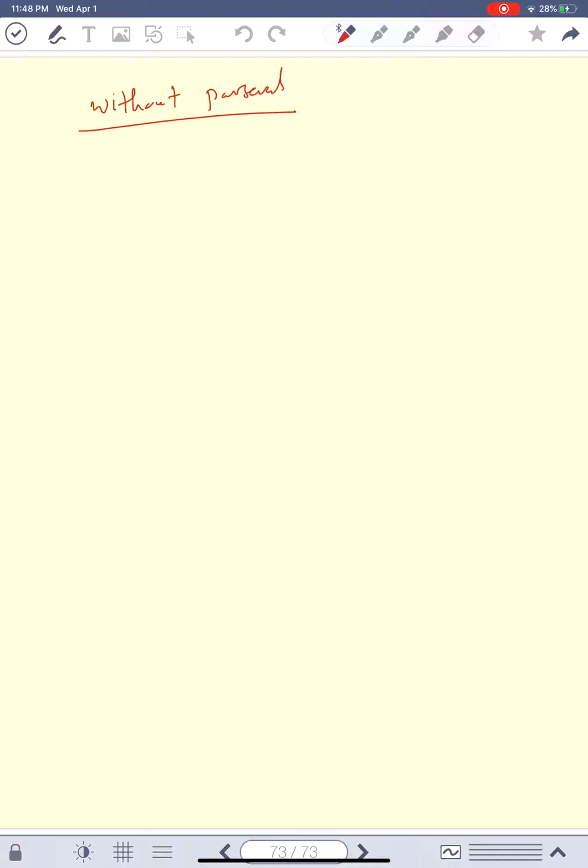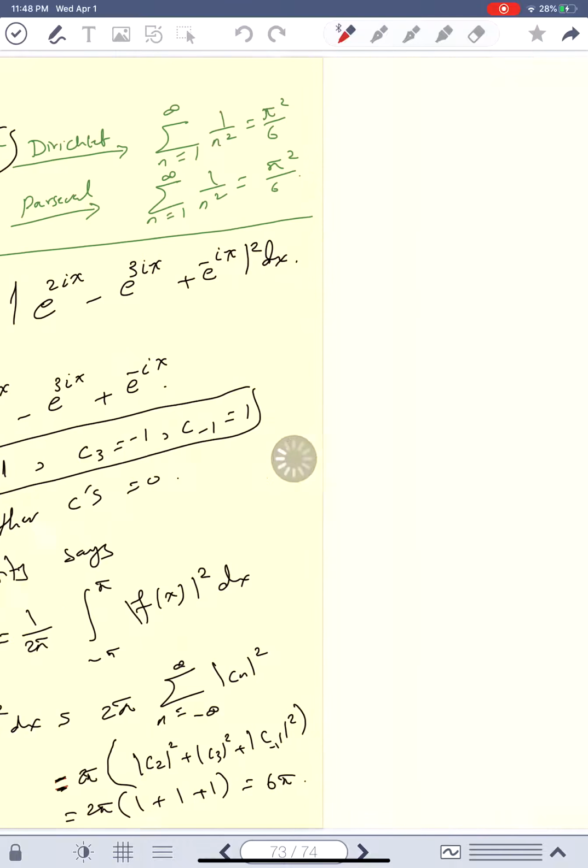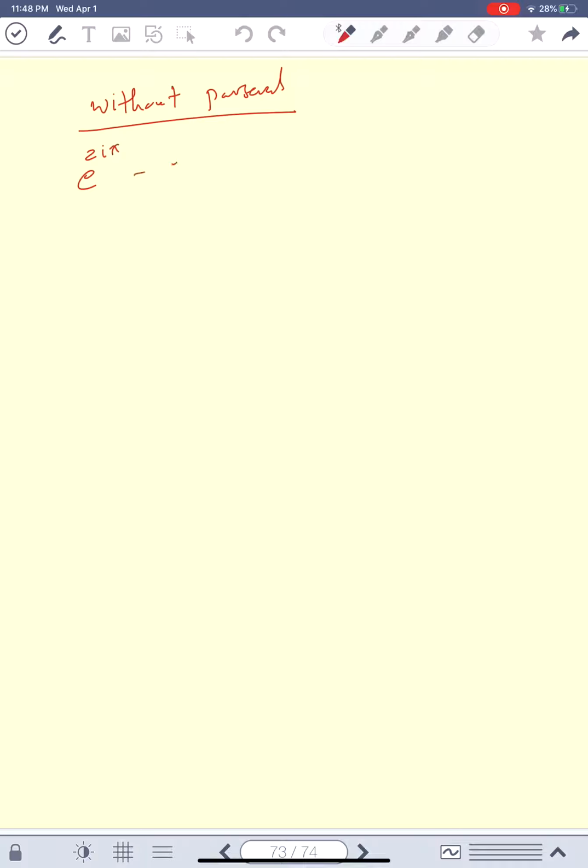You need to look at what these things are. It's e to the 2ix minus e to the 3ix plus e to the negative ix, right? I want to compute the modulus squared, the absolute value square of this function. Now, as a complex number, to compute the absolute value square, you need to write it as something plus i times something. And then the absolute value square is equal to the first square plus the second square. This is how we compute the modulus square of a complex number.